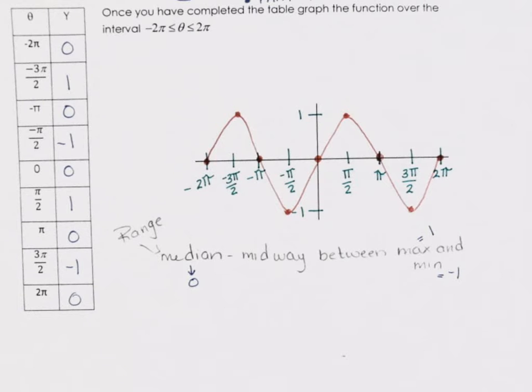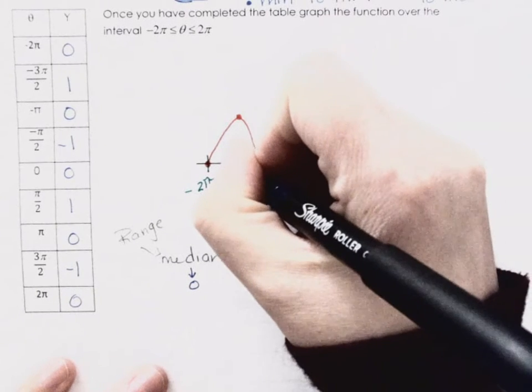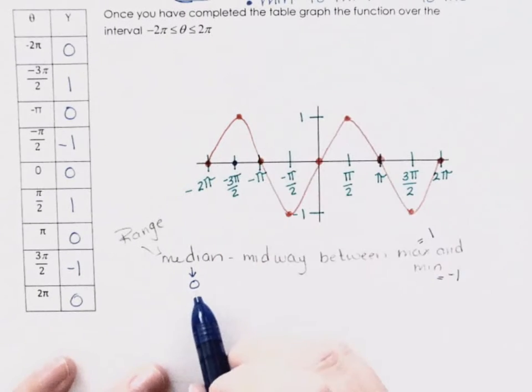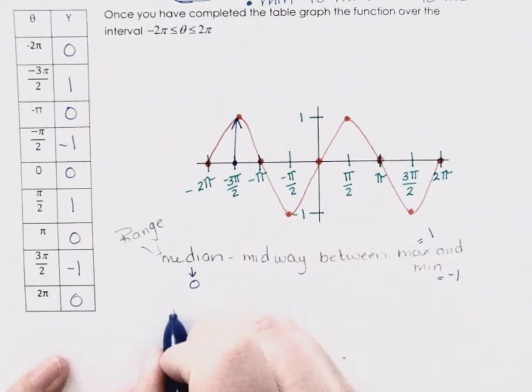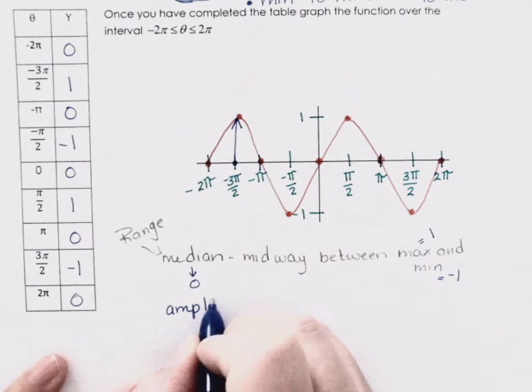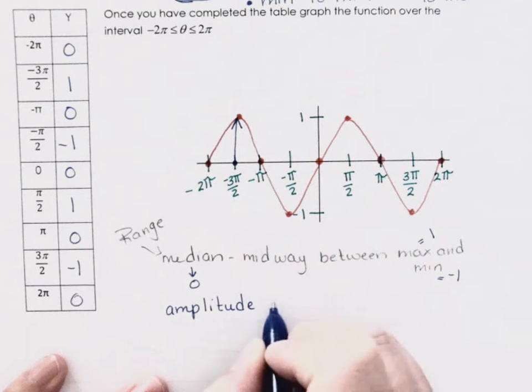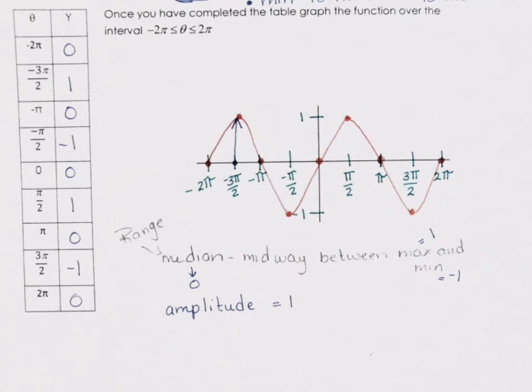Okay, that's great. So knowing where the median is, can you guys tell me the amplitude of this graph? So the amplitude is from the median, which you told me was at 0, to the max height. So I have an amplitude equal to 1. Isn't that exciting, everybody? So exciting. Now let's talk about a period.